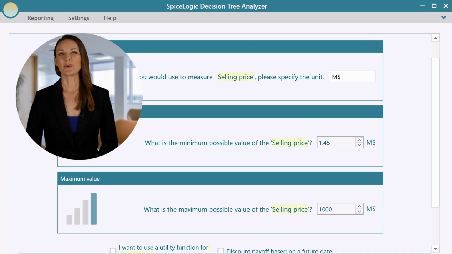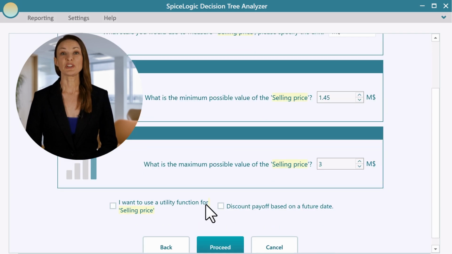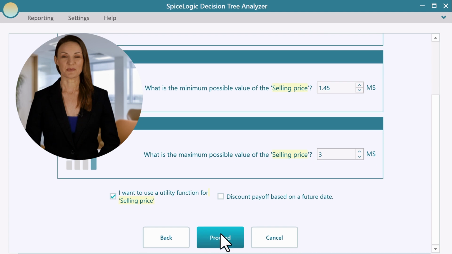Now, think about your realistic dream price. What would be the maximum possible price you think you can get for your house if you wait long enough? Maybe $3 million? Okay, enter it here. Check the box I want to use a utility function, then proceed.